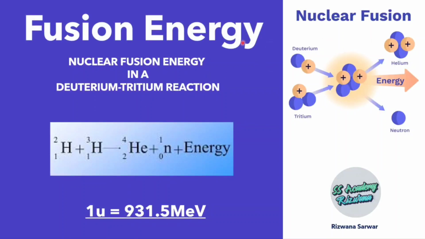Today's topic is fusion energy. We will calculate the energy that is released in a particular fusion reaction, that is when two isotopes of hydrogen, deuterium and tritium, fuse to form helium and a neutron.